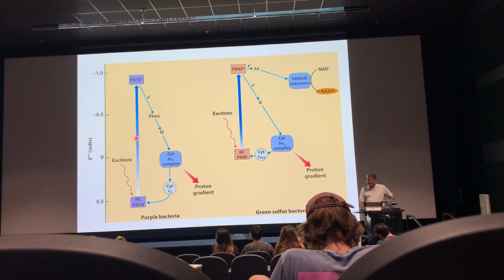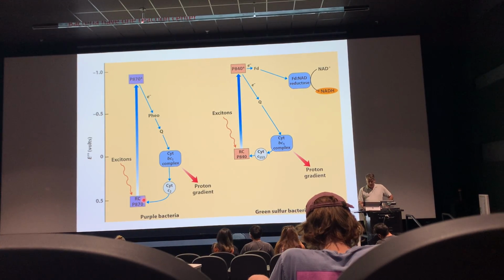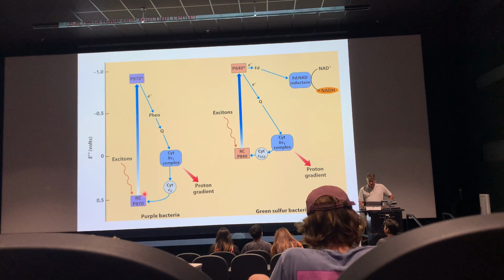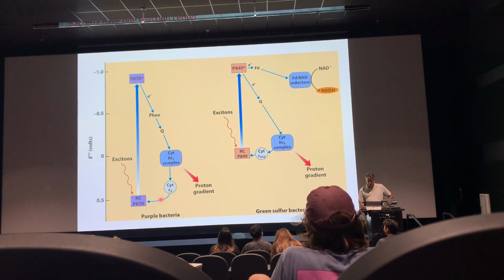Is that cool? So these bacteria, when they're harvesting the energy of excitons coming from the sun, can pump that electron through this cycle.